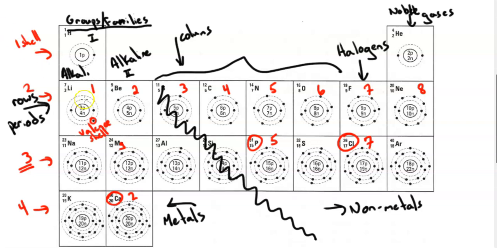So the first group all has 1 valence electron. So what will they all do? They will get rid of 1 electron. So what will their charge be? Plus 1. This is true for hydrogen, lithium, sodium, and potassium. They all have 1 valence electron. And then plus 2. Plus 2. And then plus 3. Plus 3. And plus 4.